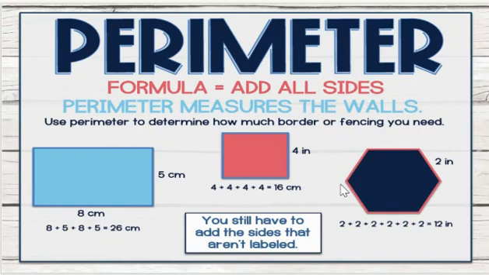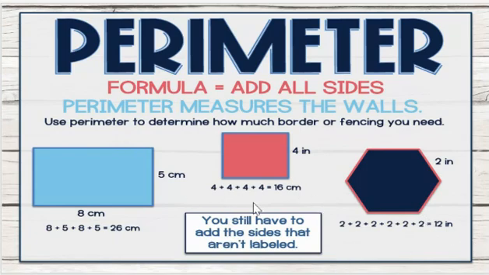We can do the same thing with a hexagon here. It's telling me this side is 2. It didn't give me the rest of these because they're all the same. So my perimeter is not 2. I have to add all the sides, and I know they're all the same. So I have 2 plus 2 plus 2 plus 2 plus 2 plus 2, which gives me 12 inches.